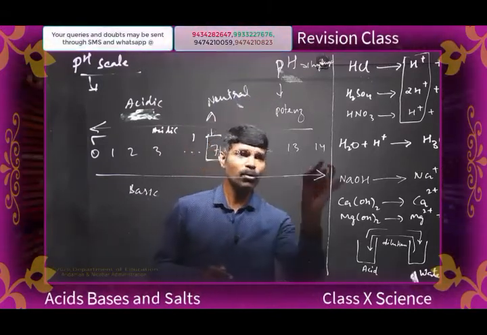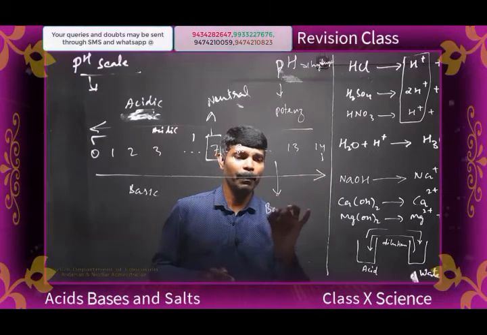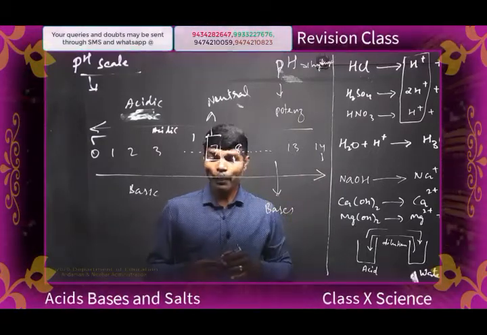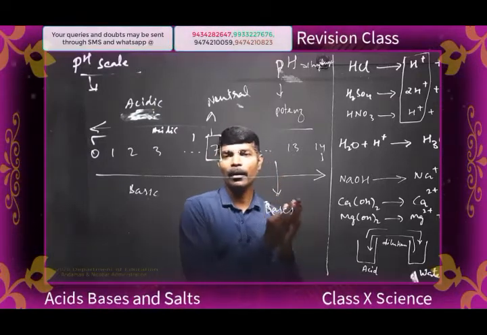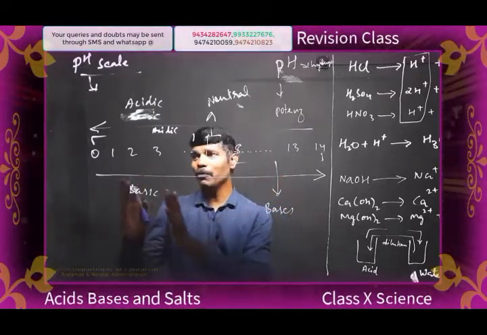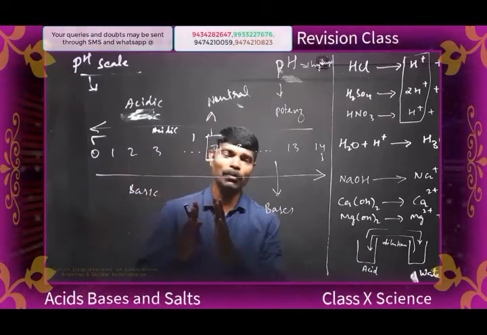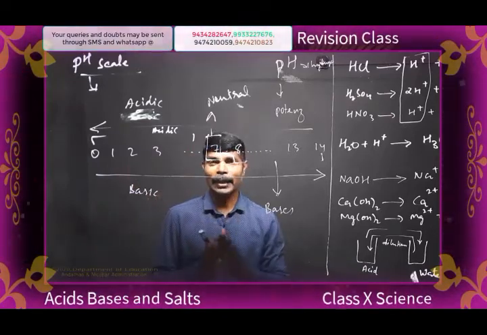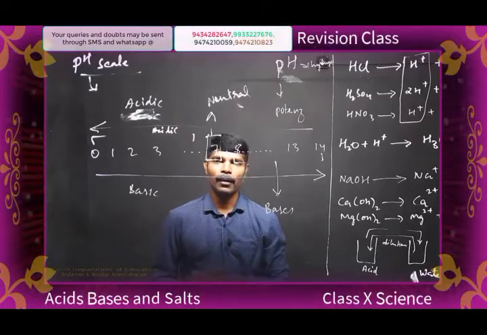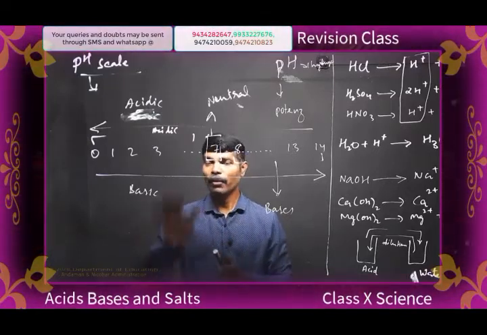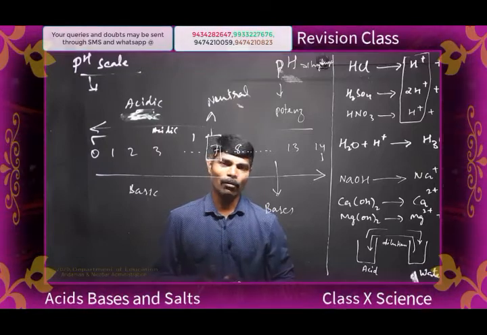And from 8 to 14, it will be bases. So if the pH value is between 8 and 14, it will be a base, and the pH value ranging from 0 to 6 will be considered as acid, and the substance which has pH value 7 will be neutral. So this way we can identify the strength of the acid.